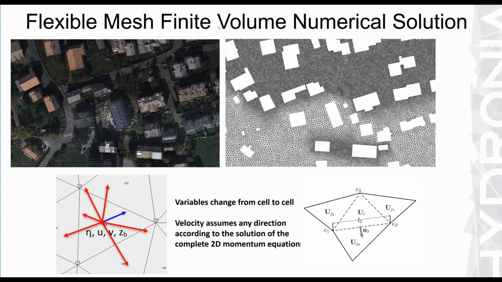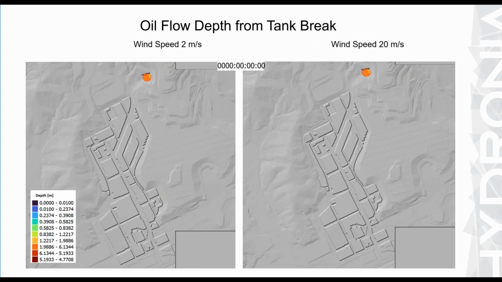The flexible mesh that we use for the numerical computation is a mesh that is formed by triangles. It's automatically generated in the model, and the triangle is the main computational unit. And within the triangle, the model computes the velocity, the depth of the oil, and other parameters that are important in the process of simulation.